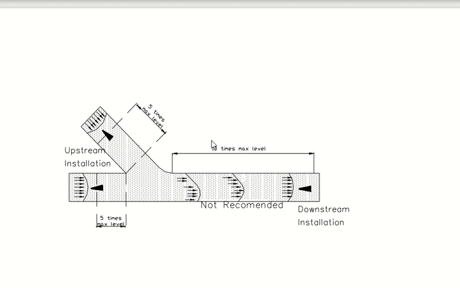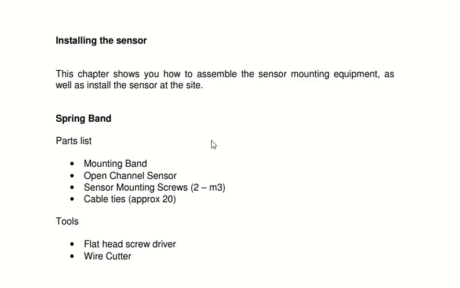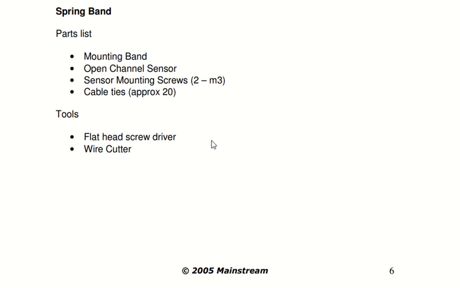Now you have to install the sensor. You have to see how to assemble the sensor mounting equipment, and also install that particular sensor at that site. So how will you do it? One of the mounting equipments is the spring band. Here's the list of the different mounting equipment which you are going to use.